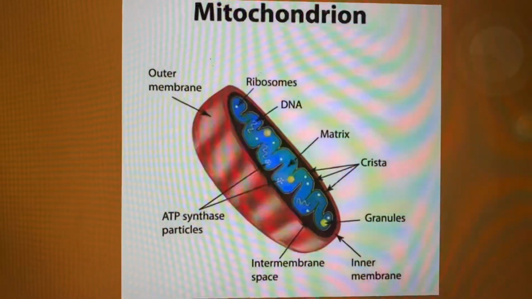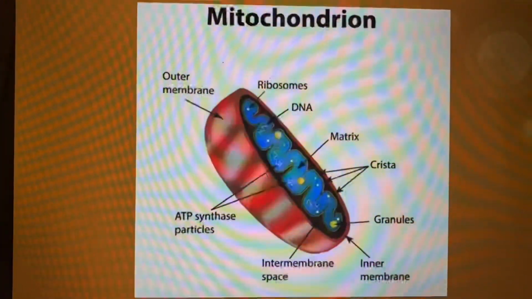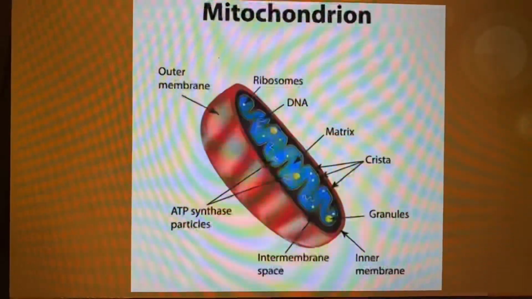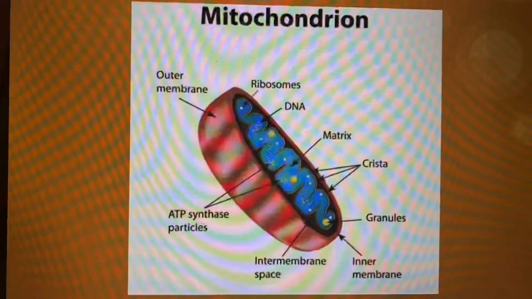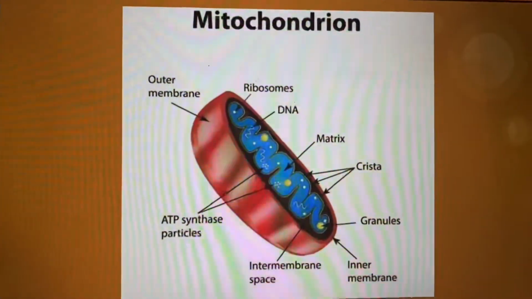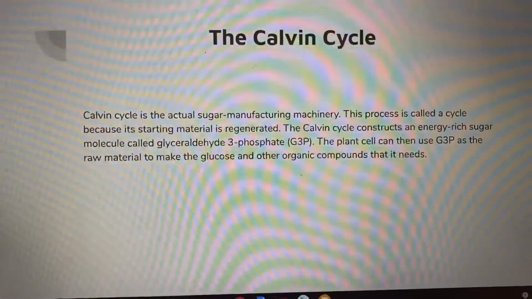And here is a model of a mitochondrion. It has ribosomes as well, and its DNA. And then you see the ATP there, the inner membrane, the matrix, and the outer membrane.